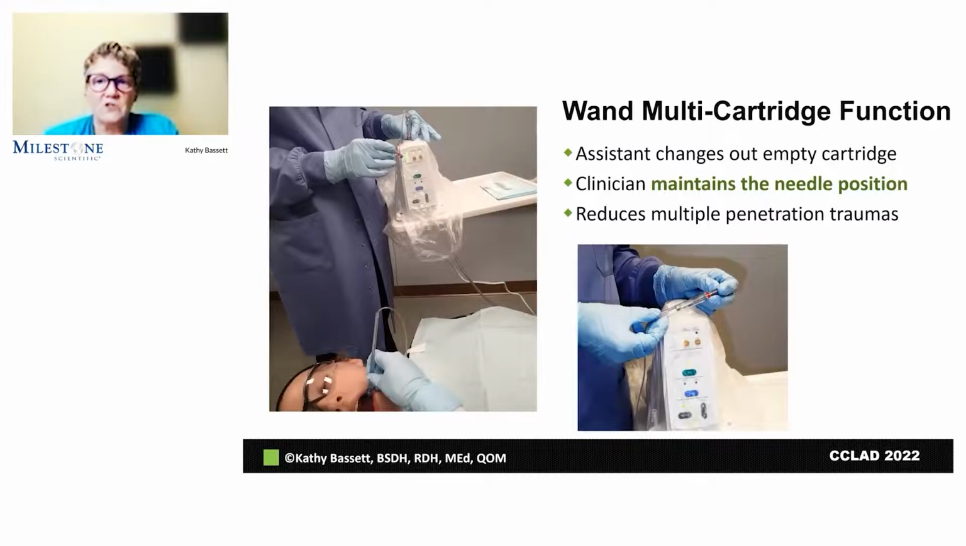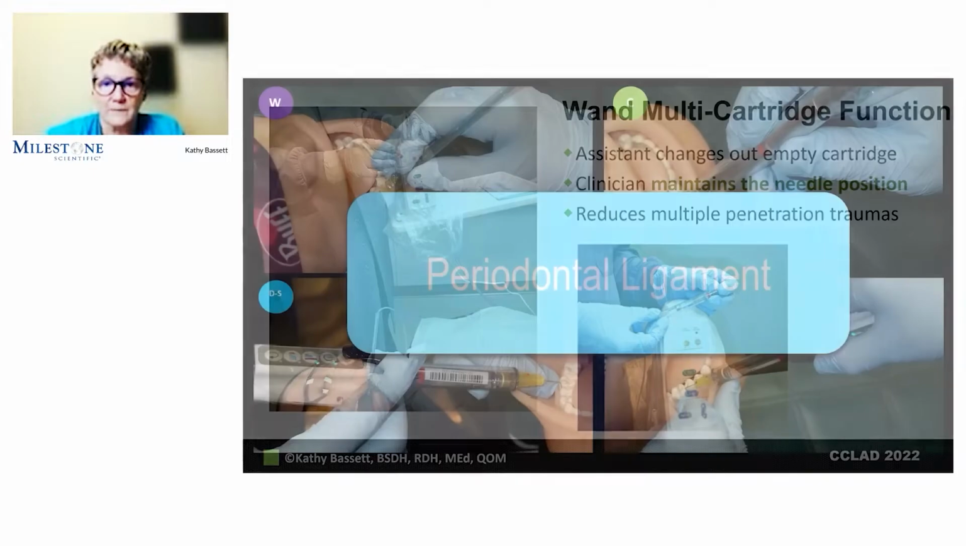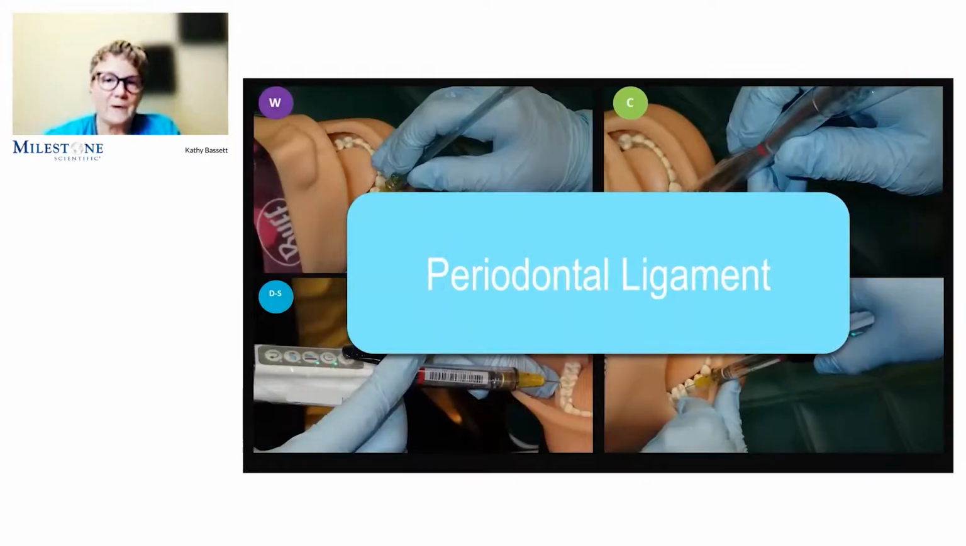A unique feature of the wand is its multi-cartridge functionality. This allows you to stay in position with your injection, just have your assistant switch out the cartridge. So I could deliver 2 cartridges for an IA back to back without removing the needle and reinserting the needle. So you actually reduce the trauma in a situation where you know going in that you're going to want multiple cartridges.